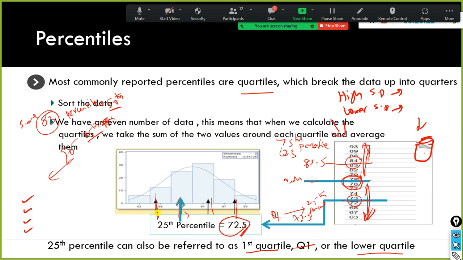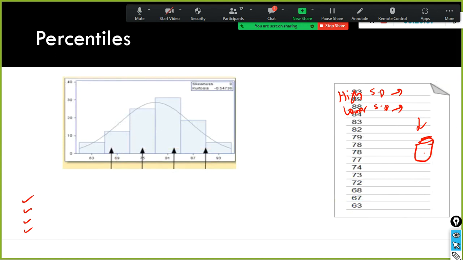See, the 25% of the data, so there are people who scored 72.5, 25% of the students scored 72.5 and less than 72.5. That is what the 25th percentile tells us. Now let us look at the 50th percentile.